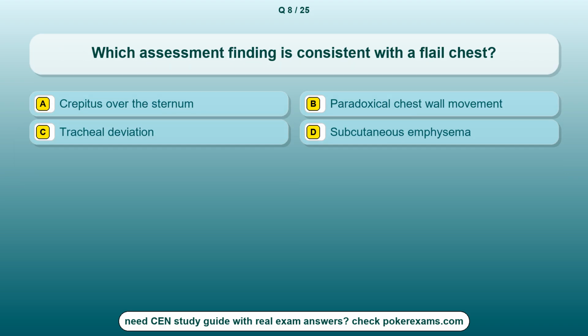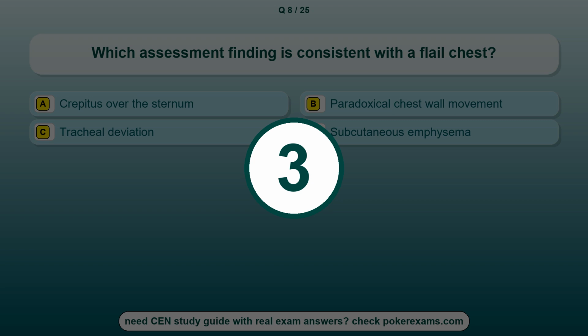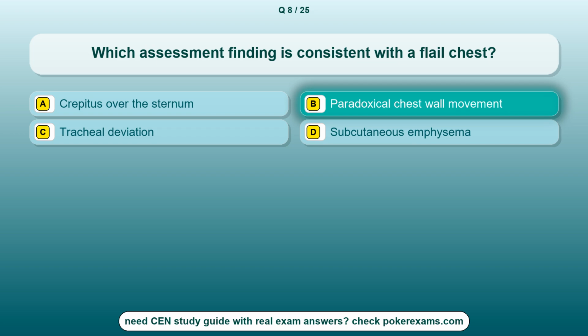Question 8. Which assessment finding is consistent with a flail chest? Option A, crepitus over the sternum, option B, paradoxical chest wall movement, option C, tracheal deviation, option D, subcutaneous emphysema. The correct answer is option B, paradoxical chest wall movement.